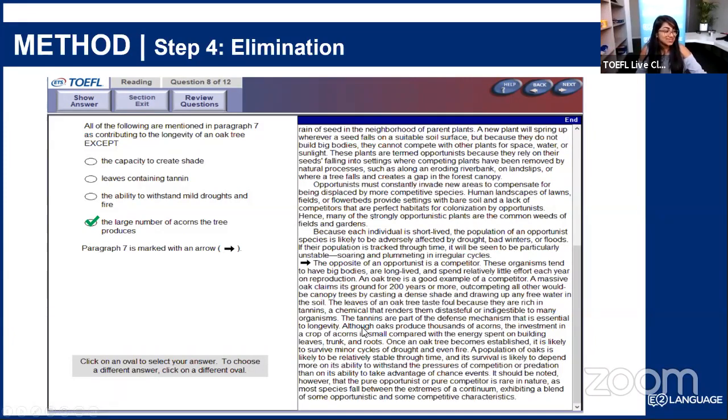And this is what the sentence says. It says, although oaks produce thousands of acorns, the investment in a crop of acorns is small compared with the energy spent on building leaves, trunk, and roots. Well, yes, it mentions it. It says that it doesn't spend too much energy building those.